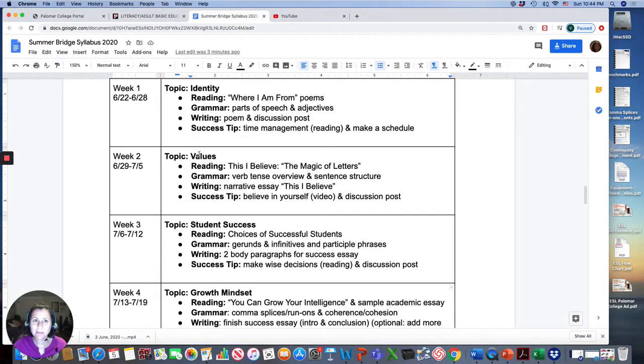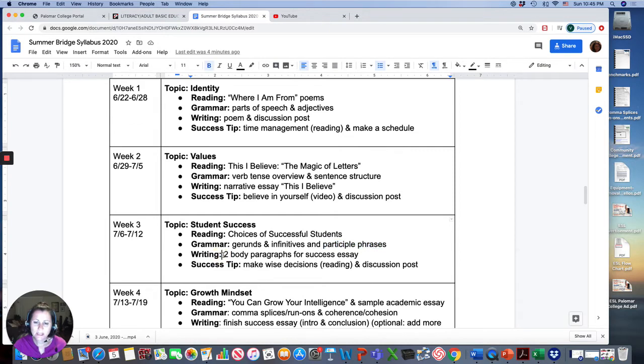Last week, the topic was values. This week, we're going to be focusing on student success, reading and writing about it. This week, the reading is called Choices of Successful Students, where you'll learn some of the characteristics of what makes students successful and unsuccessful. For grammar, the first lesson is on gerunds and infinitives, and the second lesson is on participial phrases. And these will help you with the reading and writing.